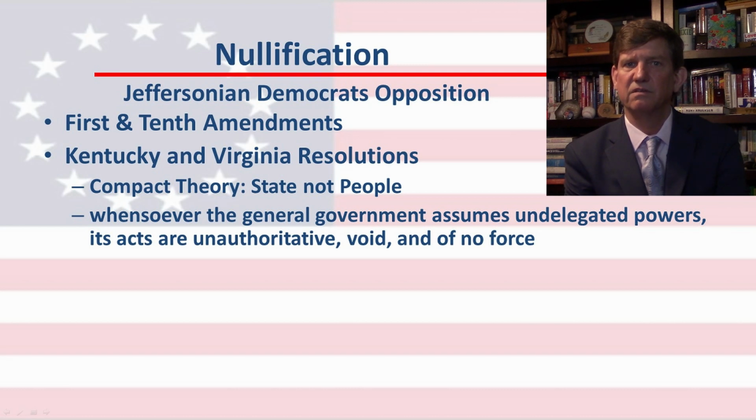If other states wanted to authorize the federal government to act within their states, then they could. But in Kentucky and in Virginia, they did not recognize federal sovereignty. They wanted a limited government.